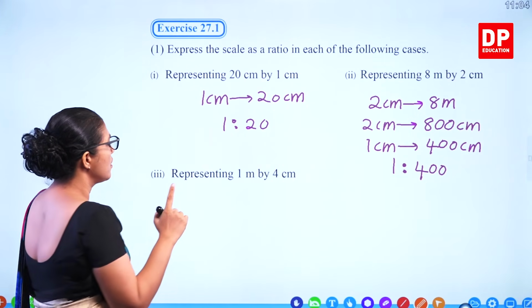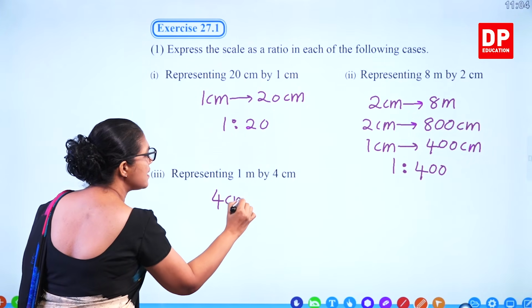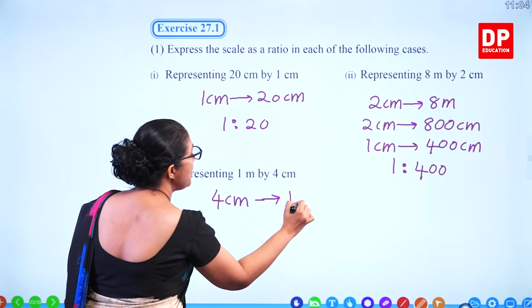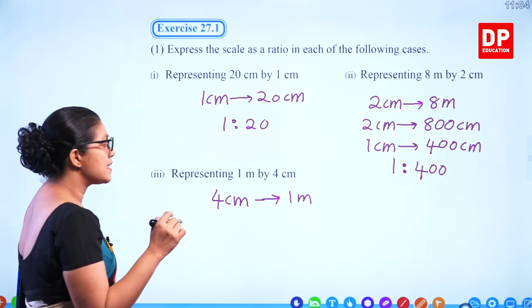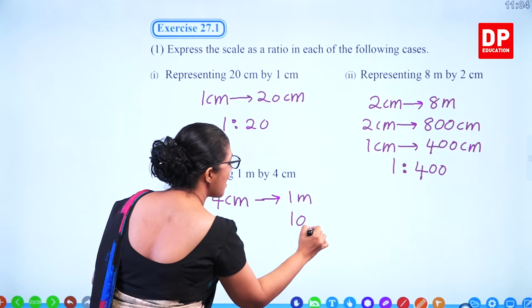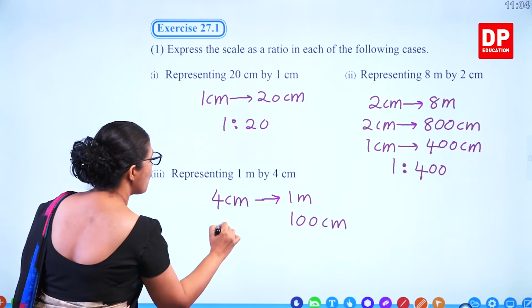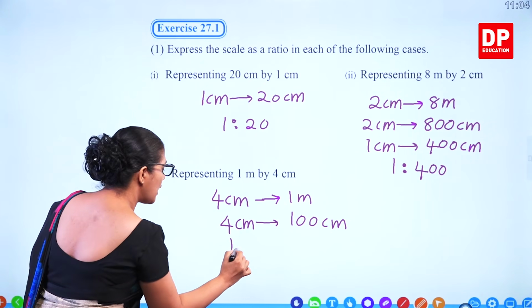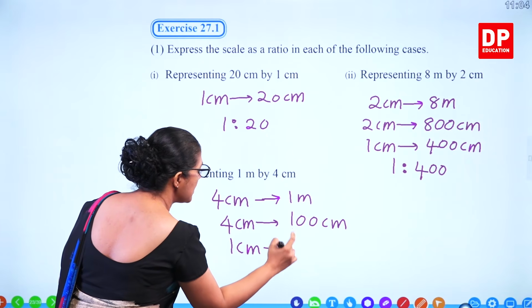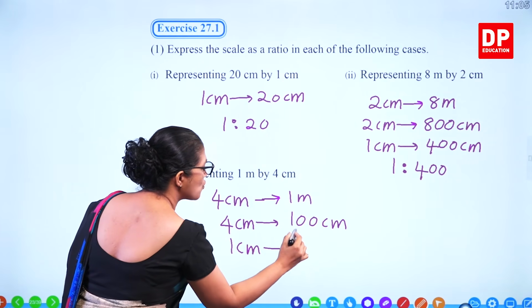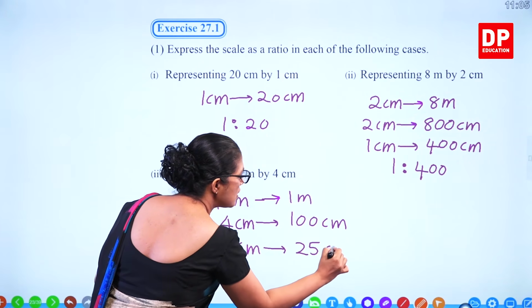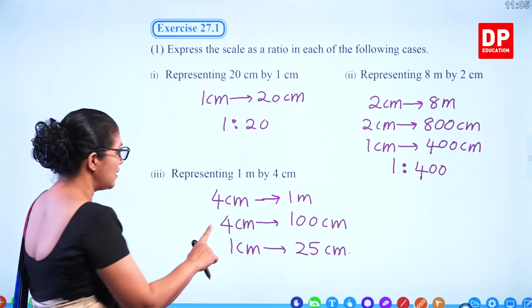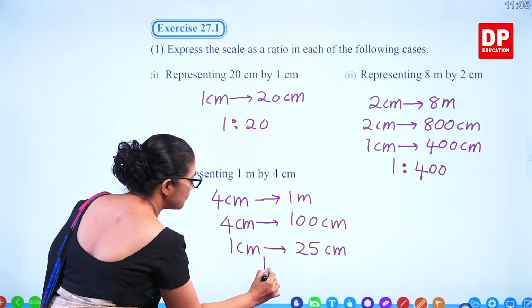This one, 4 centimeter represent 1 meter. Convert to centimeters. Multiply by 100. That's 100 centimeters is 4 centimeter. Divide by 4. You get 1 centimeter represent 25 centimeters. So what's the scale? 1 to 25.